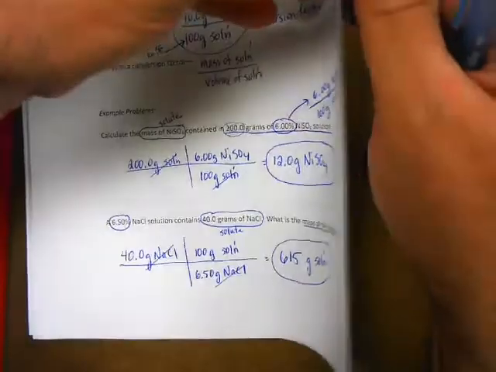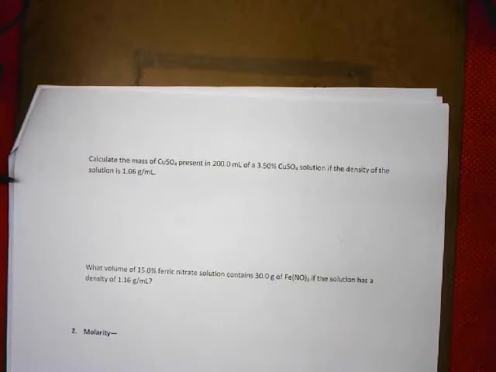Our third and fourth examples are going to contain density. If you remember, density is a way we can go from mass of the solution to volume and vice versa. So our first problem says calculate the mass of copper 2 sulfate present in 200.0 milliliters of a 3.50% CuSO4 solution if the density of the solution is 1.06 grams per milliliter.